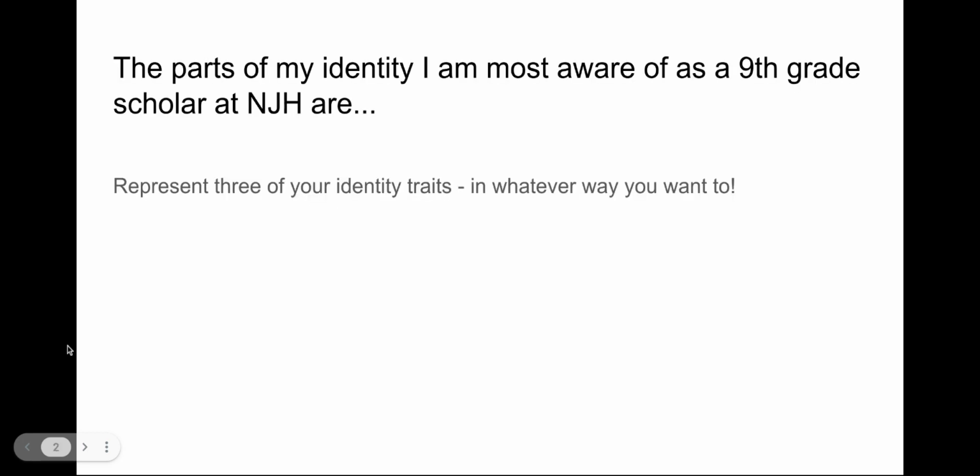That page, the second one you're going to do, are the parts of your identity you're most aware of as a ninth grade scholar. This actually matters to me a lot, that you're thinking about the parts of your identity that have the biggest impact, that are most important in the way that you show up at school, that people interact with you at school, and the way you think about yourself at school. It's a huge part of our statement of inquiry, is kind of being aware of our identity in different contexts. And so I want you to create this page.